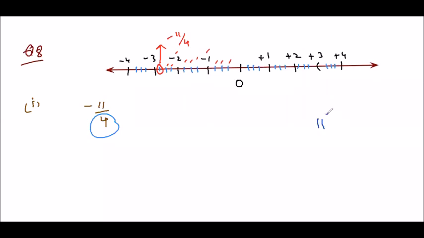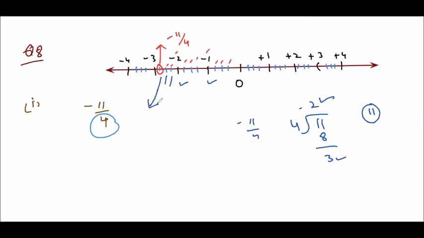Generally, we divide by 4. 11/4 means divide 11 by 4. 4 2s are 8. Remainder 3. Now in total we have 11 parts. 2 whole numbers, because it was minus, so minus 1, 2, and the remainder is 3. 1, 2, and 3. This is the answer.